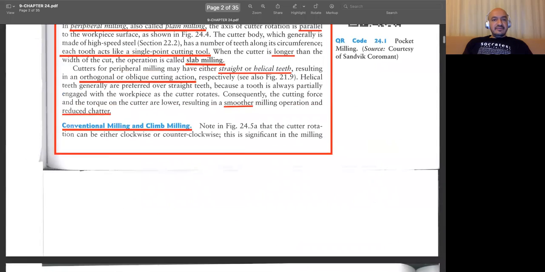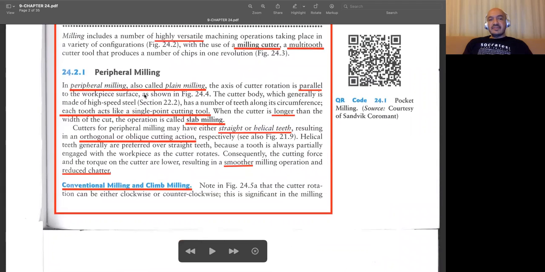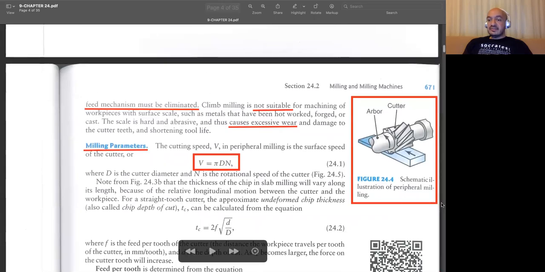Now I will focus on the first type of milling operations. It is peripheral milling, and it's sometimes also called plane milling. And I will show you a picture of this simple milling operation. As you see, the axis of rotation of this milling cutter is parallel to the surface to be machined. So this is a main requirement of the milling process if you are going to name it peripheral milling.